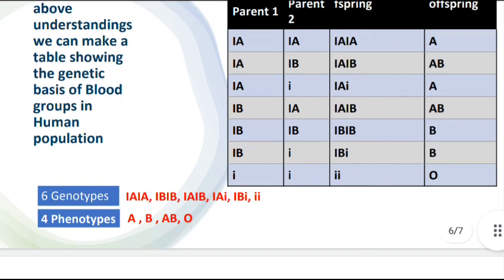So the 6 genotypes are IAIA, IBIB, IAIB, IAi, IBi and ii. The 4 phenotypes are A, B, AB and O. Phenotypes are physical appearance, and genotypes here means genetic appearance. I hope you get the concept behind ABO blood grouping.